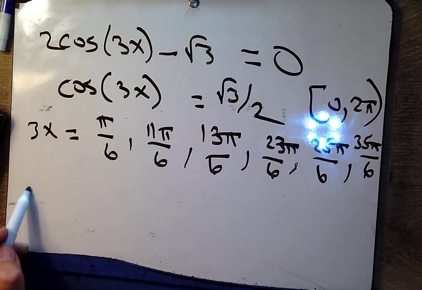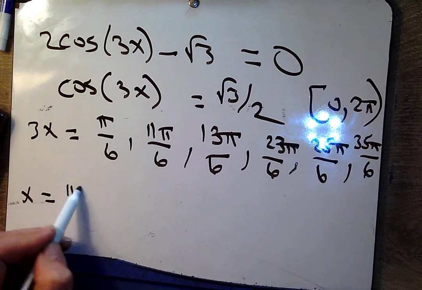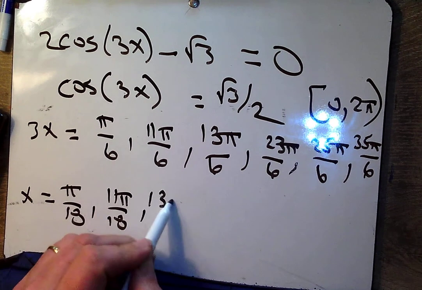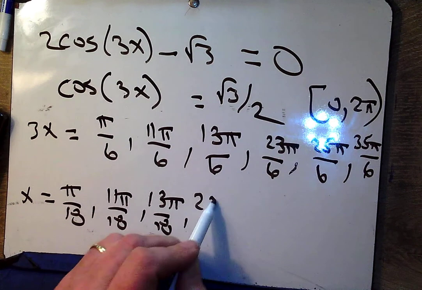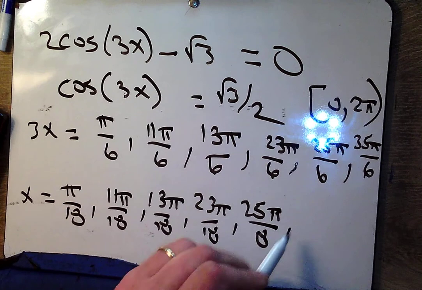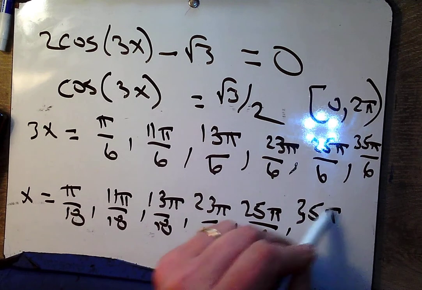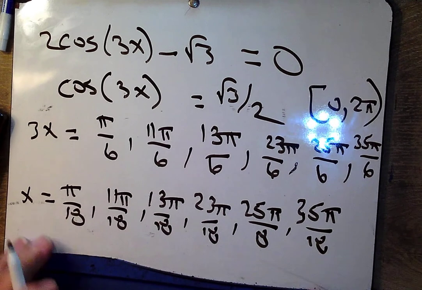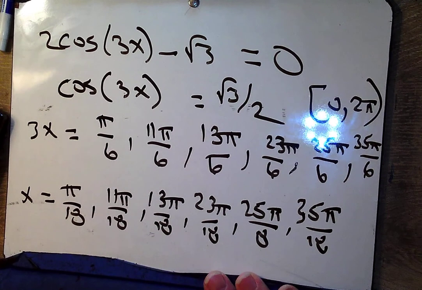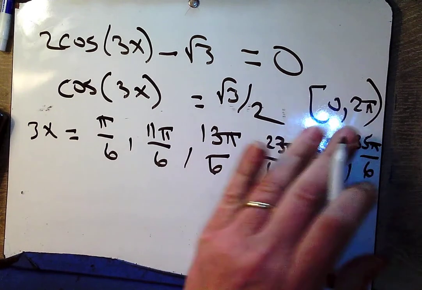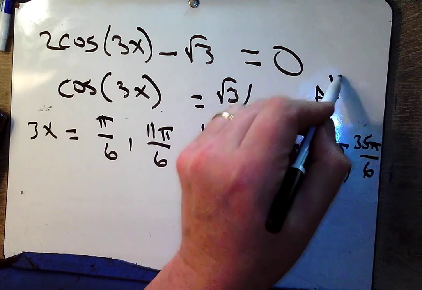So now I want to divide everywhere by 3: pi over 18, 11 pi over 18, 13 pi over 18, 22 pi over 18, 25 pi over 18, and 35 pi over 18. 36 pi over 18 is 2 pi, so I know all these solutions are within 0 to 2 pi. Good. Oh, did I say 0 to 2 pi? I meant just all solutions. Give me all solutions here.